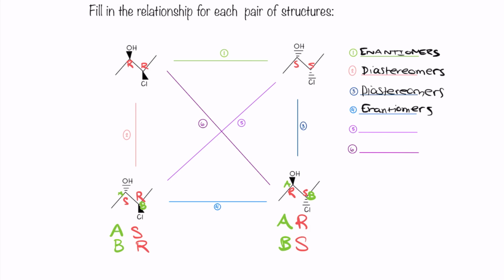Now let's determine the relationship between the pair in number 5. So this is going from SR to SS. And so you know that that's going to be a diastereomer because only one of the chiral centers flips. So for number 6, we see that we're going from RR to RS. And so only the second chiral center is flipping. And so that means that we have another diastereomer.